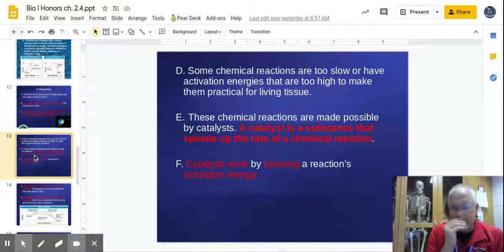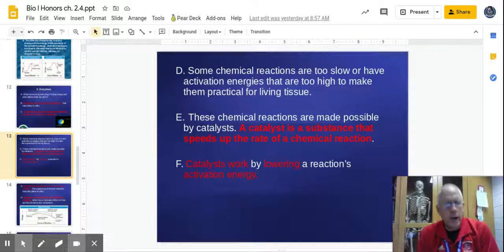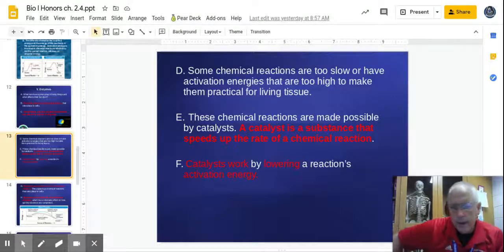So some chemical reactions just occur way too slow. They have activation. We talked about activation energy yesterday. The activation energy is just too high for practical use, so we have to have enzymes in there to speed things up. And here's where it gets a little sketchy. So chemical reactions are made possible by catalysts. A catalyst is a substance that speeds up the rate of a chemical reaction.